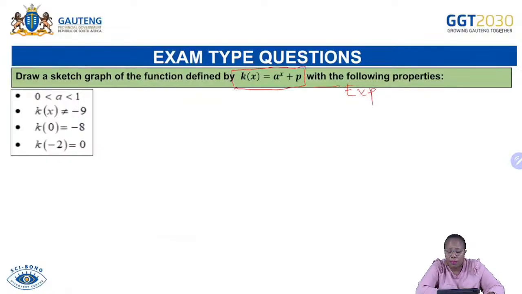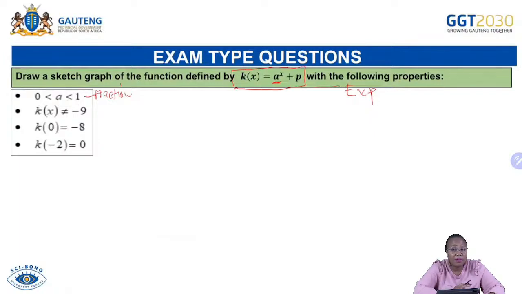Now let's look at the properties given to us. They say this a value lies between 0 and 1. The numbers that are between 0 and 1 are fractions. It's either 1 over 2, 1 over 3, 1 over 4, and so forth. That means your value of a is a fraction.